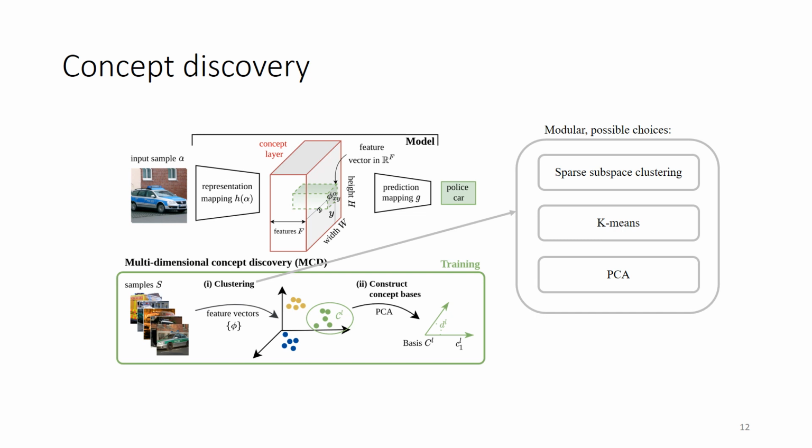Second, we cluster the feature vectors. This step is modular, and in principle, we can choose any clustering algorithm. To discover multidimensional subspaces as concepts, sparse subspace clustering is a particularly well-suited option. Third and last, we construct a basis that characterizes the concept subspaces using the cluster members from the previous step. For this, we first estimate the intrinsic dimensionality of the subspace and then use PCA to construct the basis vectors.